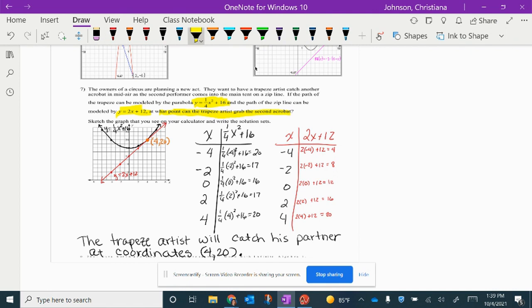The most important thing is to make sure you're answering the question. The question said, at what point can the trapeze acrobat grab the second acrobat? So you would want to answer your question in a full sentence. The trapeze acrobat will catch his partner at coordinates 4, 20. So 4 feet up, 20 feet to the left, or something like that. Okay?